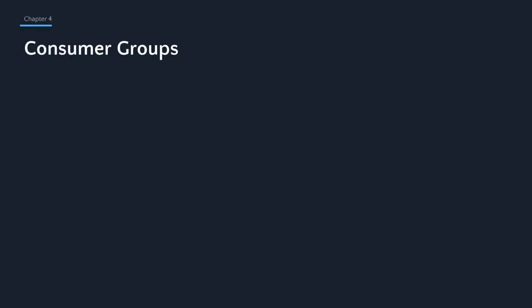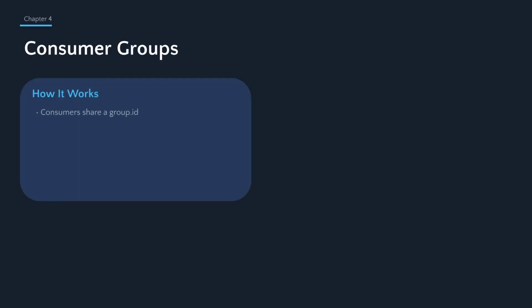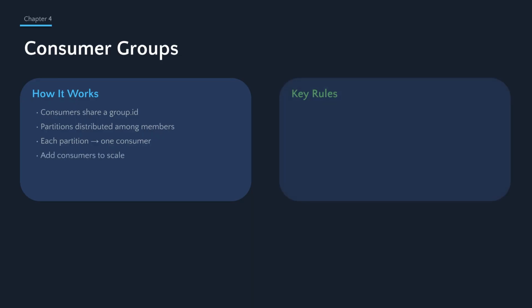Consumer groups are Kafka's killer feature for scalable consumption. Here's how it works. Multiple consumers share the same group.id. Kafka automatically distributes partitions among them. Each partition goes to exactly one consumer in the group. You scale by adding more consumers. Key rules: if you have more consumers than partitions, the extras sit idle.